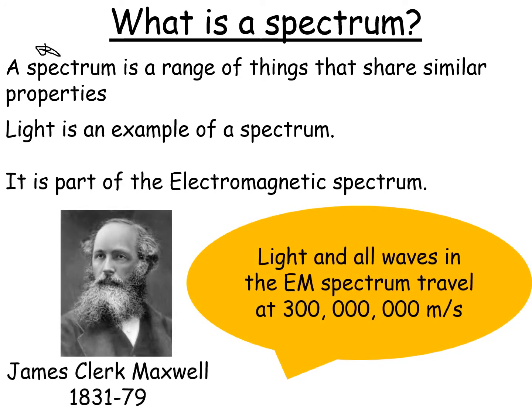And a really important scientist, which you may have talked about in first year, is James Clerk Maxwell. And he was basically a Scottish scientist who discovered that light and all waves in the electromagnetic spectrum travel at 300 million meters per second, which you know already.